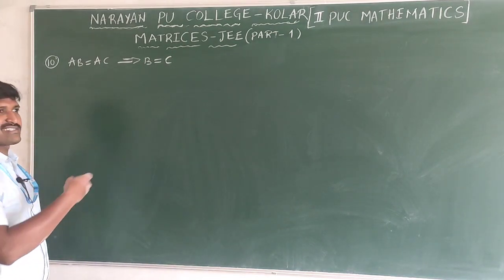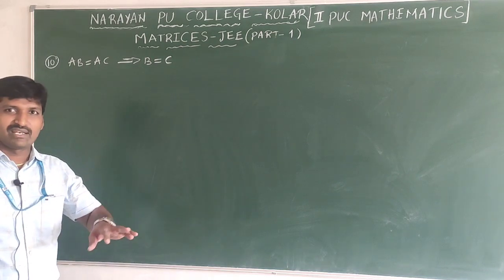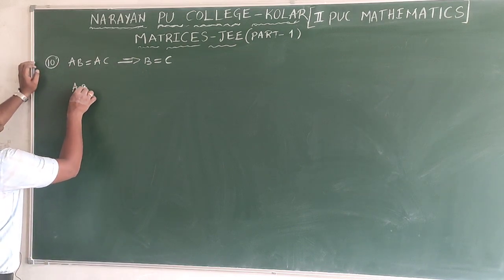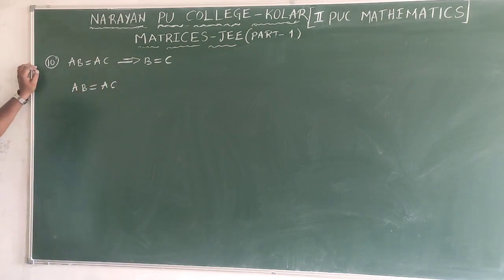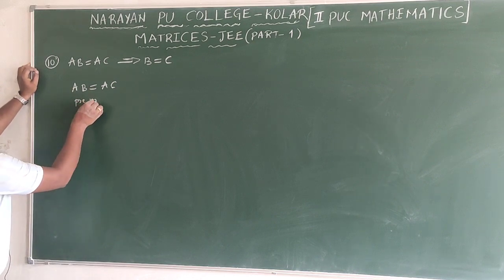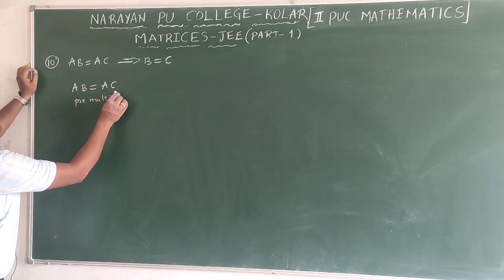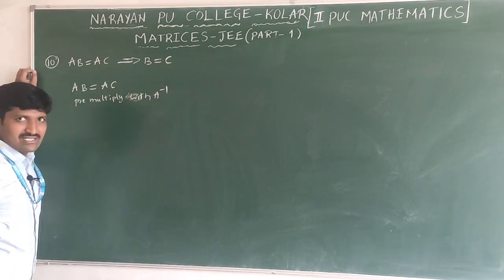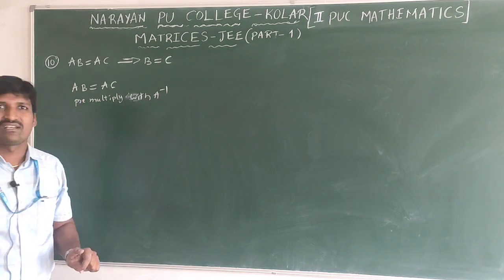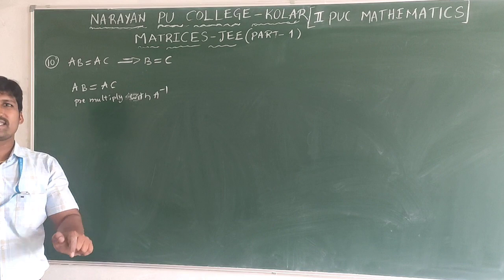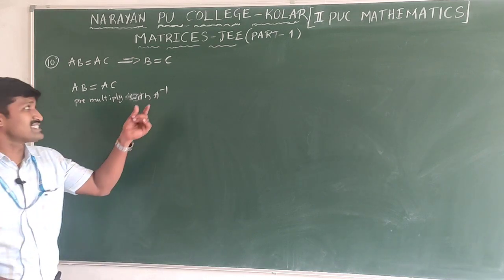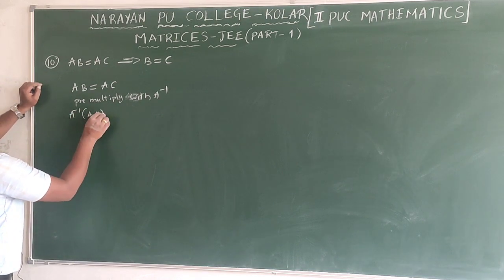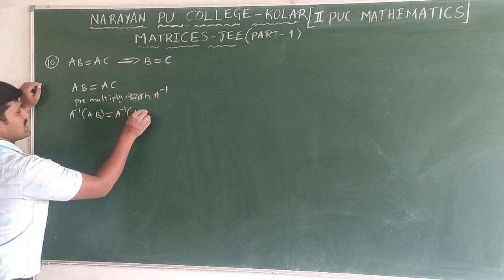Now how to get that? Simply, don't cancel A and A. It is not a number. If it were a number, or a value, you could cancel. It is a matrix. To simplify, take the equation AB equal to AC. Now we need to pre-multiply with A inverse. When A inverse exists, A is compulsorily non-singular, because only for non-singular A does A inverse exist. That's why we pre-multiply: A inverse into AB, A inverse into AC.